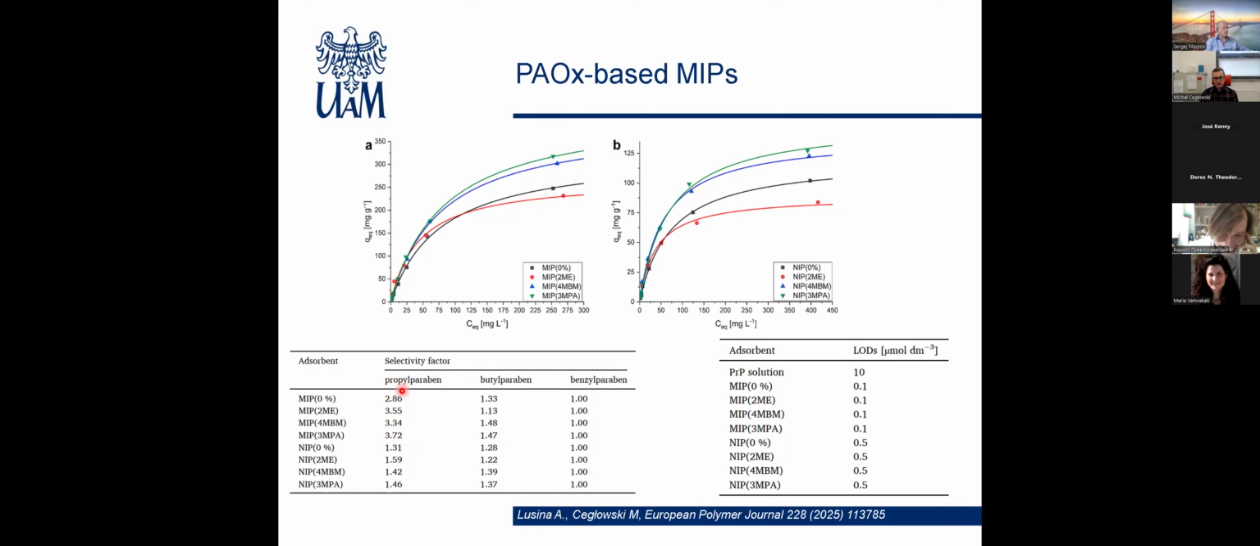We used a mixture of propylparaben, butylparaben, and benzylparaben. All 3 parabens can be used as preservatives in cosmetics. And actually, functionalization with the MPA, the carboxyl group, got the best results for selectivity factor. Nevertheless, all 3 functionalizations improved the selectivity factor over the non-functionalized MIP. The differences, like I said, are noticeable. Nevertheless, they are not game-changing.